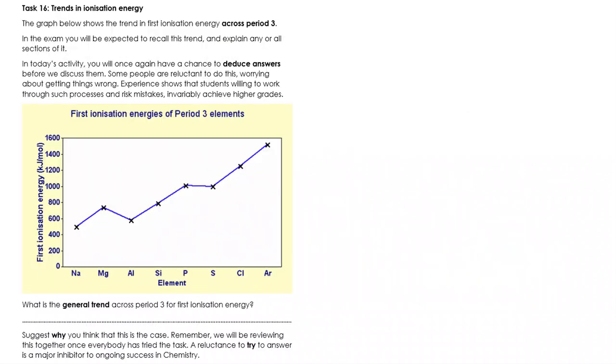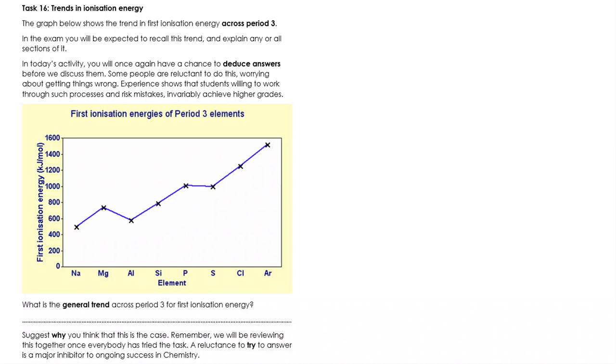Okay, once we know what ionization energy is, we need to be able to recall and explain the trends. You've been provided here with the trend going across period 3, sodium to argon. What you need to look at with this is how you would describe the general trend. Remember, the general trend is what happens overall, even though there might be one or two anomalies.